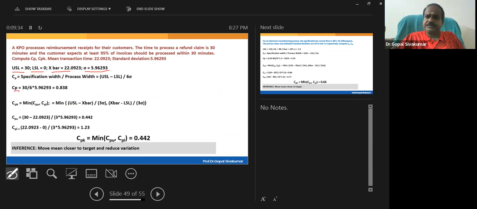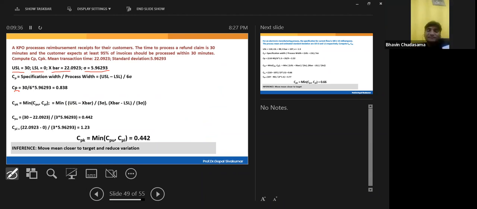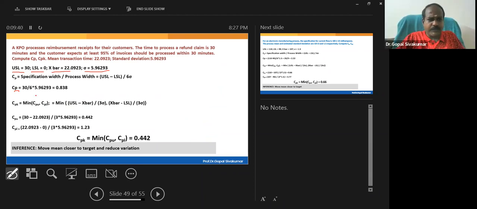Am I correct, all of you? Yes, sir. RK has given a template. If you put it, that will give the result. But now manually you calculate. Cp is found to be 0.8. Now you go for Cpk. Cpk formula is minimum of Cp upper and Cp lower. Cp upper is USL minus X bar by 3 sigma. Cp lower is X bar minus LSL by 3 sigma.